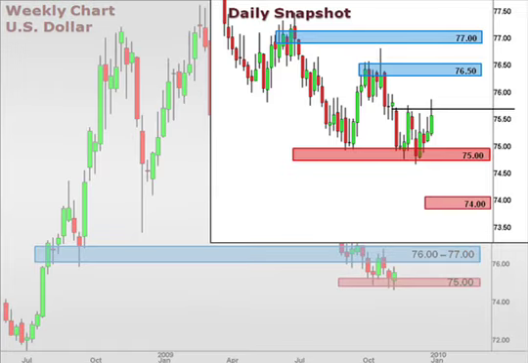Our daily snapshot here reflects the US dollar consolidation down at that 75 support, as well as within some of the key focal zones towards the upside that we're using as our near-term targets. Consolidation above 76 opens the window for a test of these focal zones on the shorter time frame.